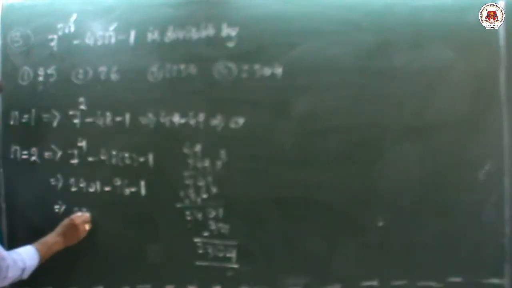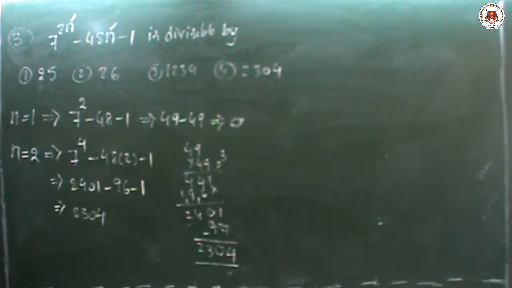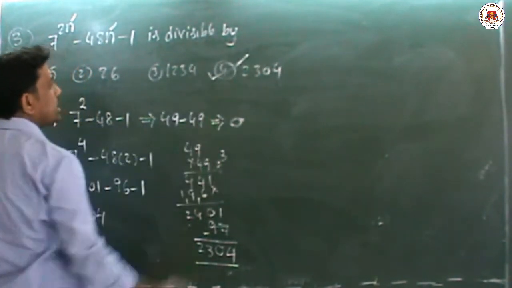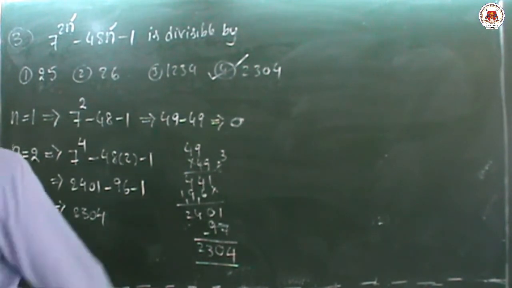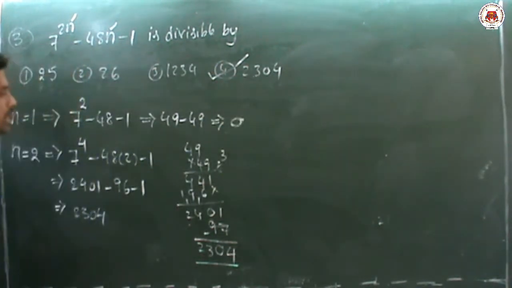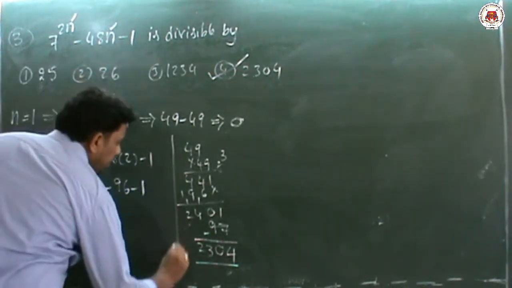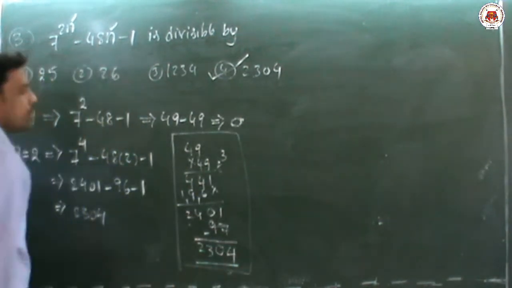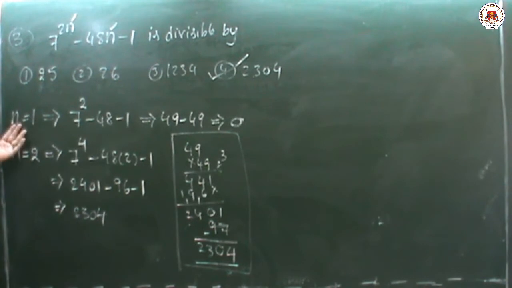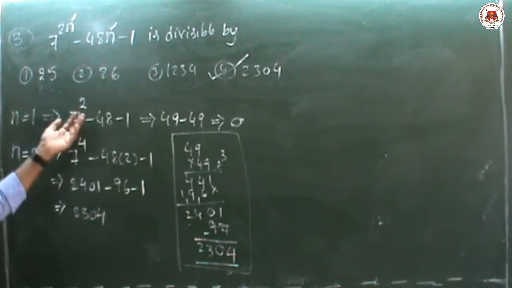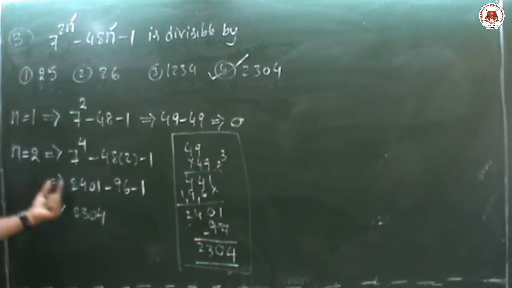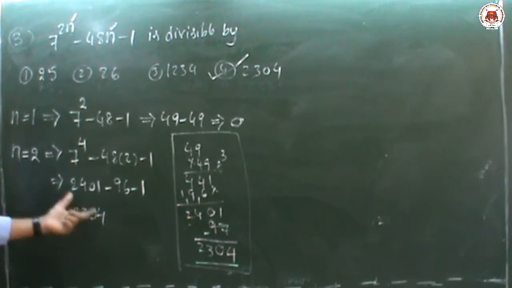So what is the answer? 2304. Look here my dear children, the 2304 option is here. So 2304 will divide this number. It is a very easy method. 99% of the time, if you take n equal to 1, you get the answer. Only in rare cases, like this one, where n equal to 1 gave 0, which is divisible by all 4 options, you go for n equal to 2. Then I got the value 2304, which is divisible by only 2304. So the fourth one is the option.